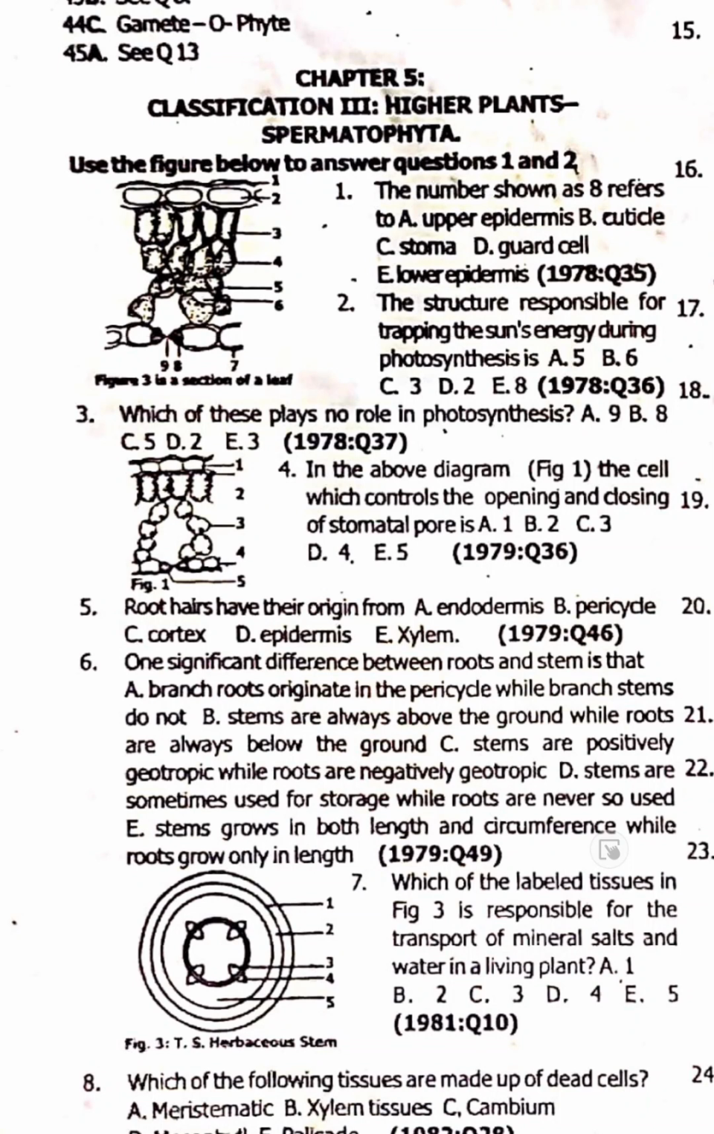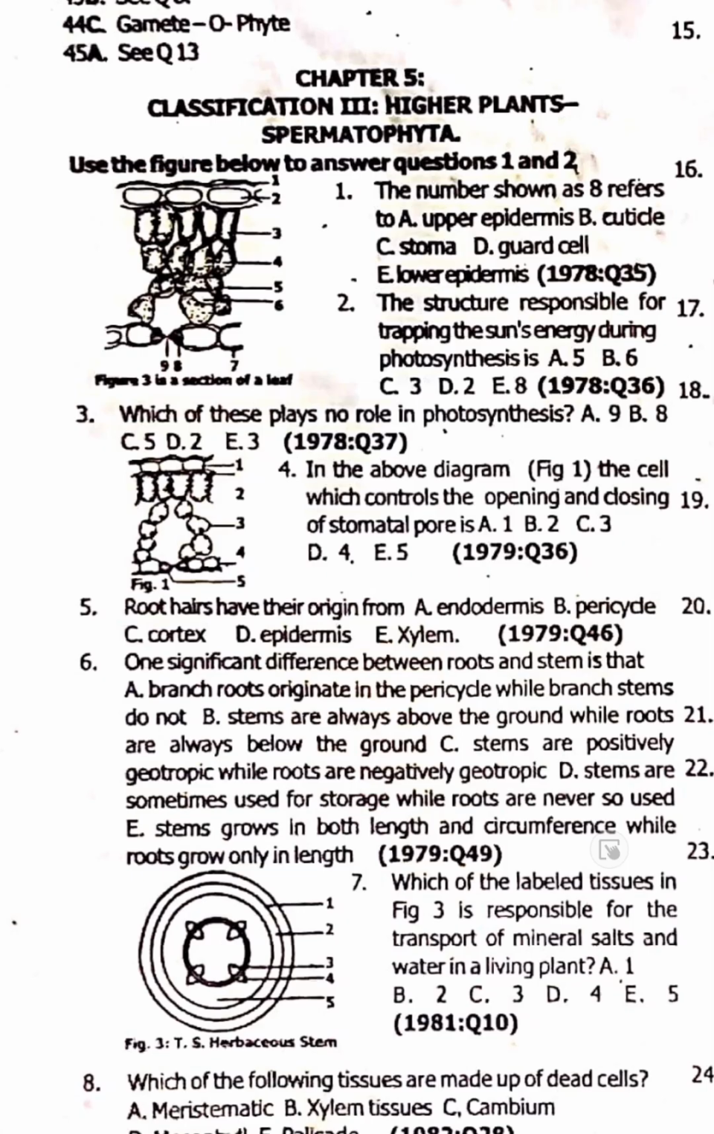Number one, they call cortical. They say use the figure below to answer the question. If you draw this thing, that part one they call the cortical. It's made of chitin. Number two, they call the upper epidermis. You need to draw it. Number three, they call the palisade mesophyll layer.